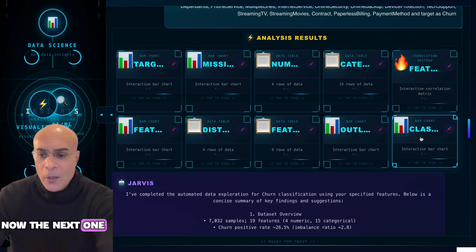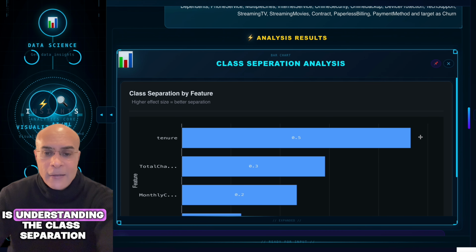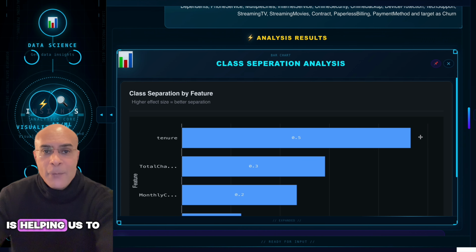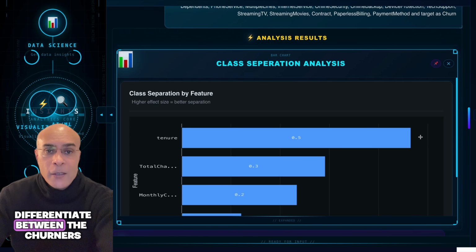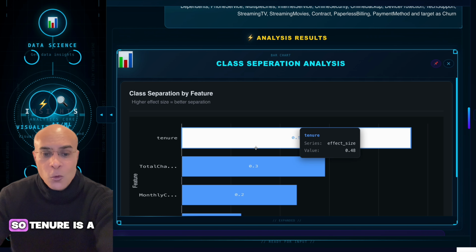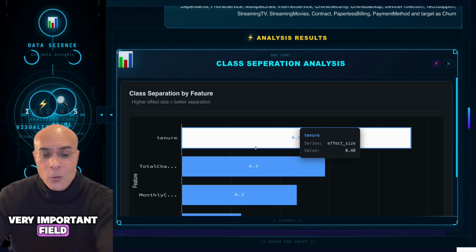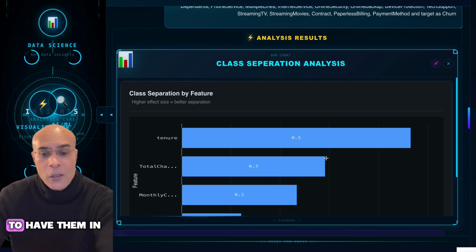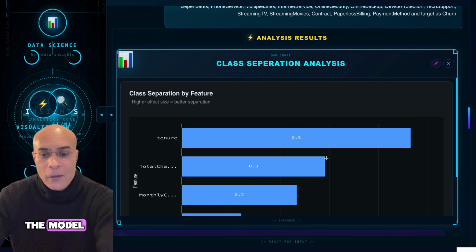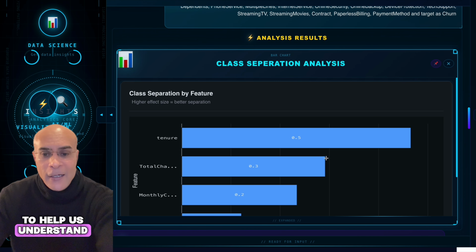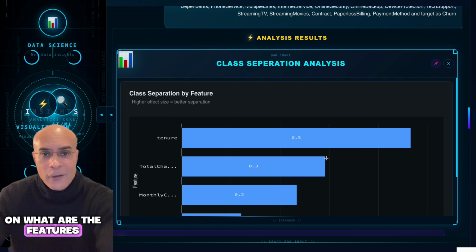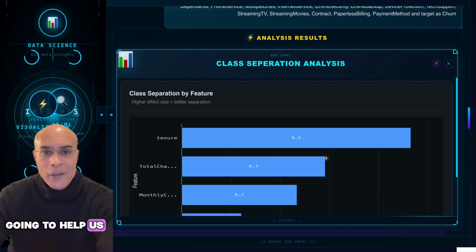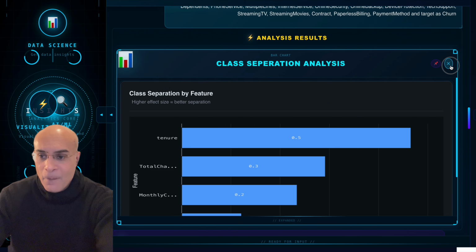Now, the next one is understanding the class separation. It means understanding which field is helping us to differentiate between the churners and non-churners. Tenure is a very important field. Total charge is also a very important field. So it makes sense to have them in the model, and it is going to help us understand what the features are which are causing the churn, and it is also going to help us with model explainability.